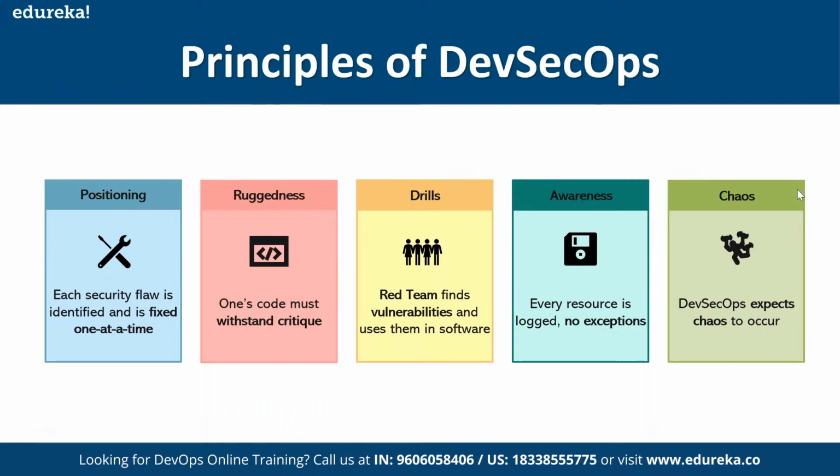So guys, each and every idea we'll talk about. The DevOps team is at the head of everything. So chaos is one of the key factors here. Awareness: people should be aware that when something comes up, you have to fix it. Red teams are always trying to find vulnerable things and use them in software to find out the issues. Positioning: each flaw has to be fixed on time and everyone's code has to be fixed.